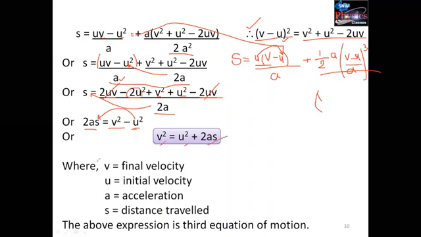So we find the third equation of motion. Now here we see v is the final velocity, u is the initial velocity, a is the acceleration, and s is the distance traveled by the body. This is the expression which is known as the third equation of motion. You can note it down, pause करके इसे note करेंगे.